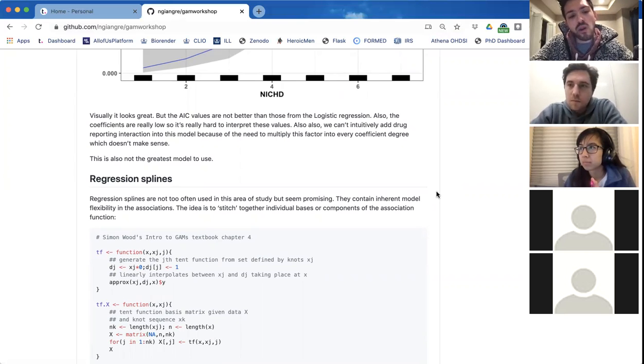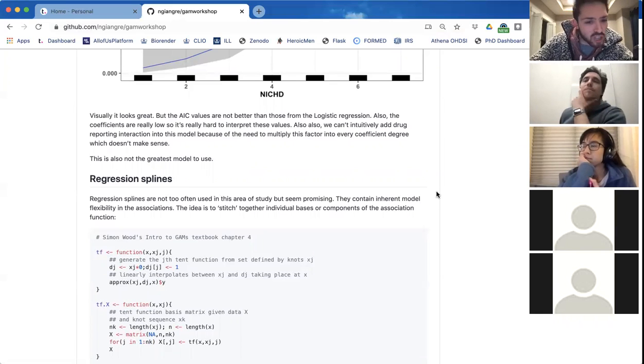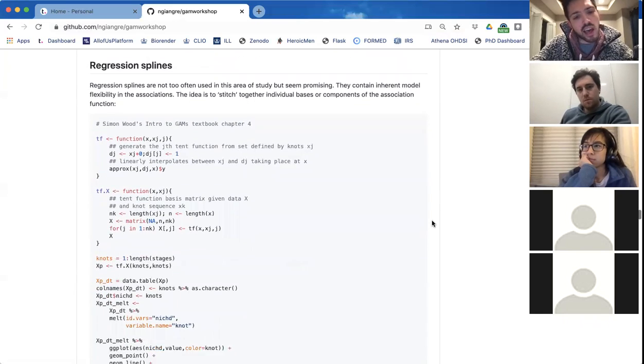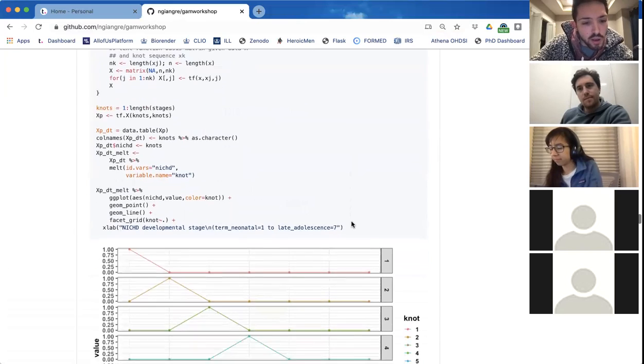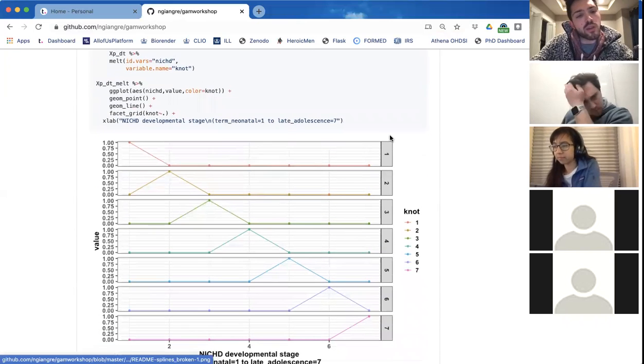They contain inherent model flexibility in the associations. The idea is to stitch together individual bases or components of the association function. What I mean is, and I took this from a textbook, Intro to GAMs. It's a great book. I recommend it highly.